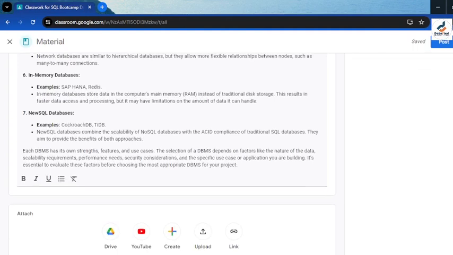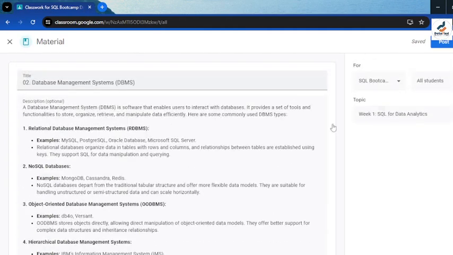The selection of a DBMS depends on factors like the nature of the data, scalability requirements, performance needs, and the specific use case, what you're actually building. So it is very essential that these factors are evaluated before choosing the right DBMS. If you have tabulated data that is organized in structured rows and columns, you would want to lean towards your RDBMS, which is basically what we'll be looking at throughout our course. We'll be using SQLite.